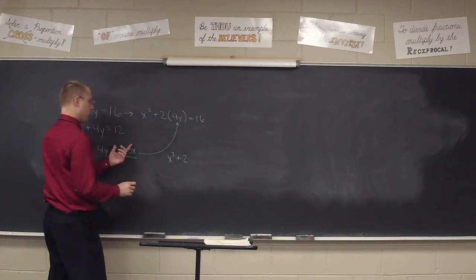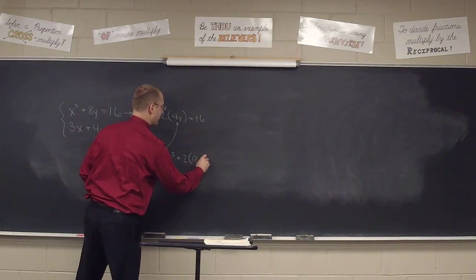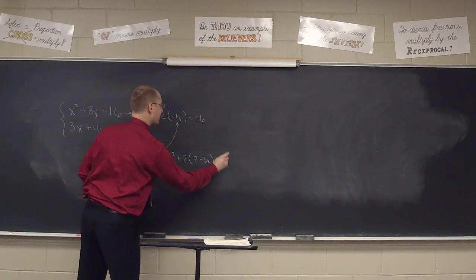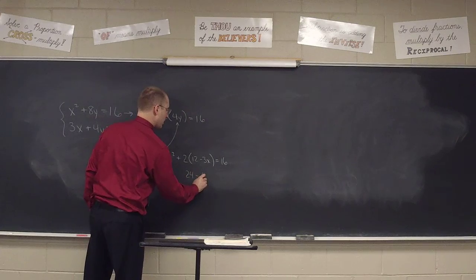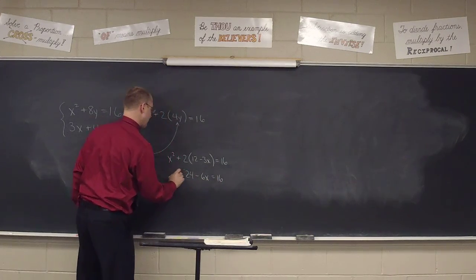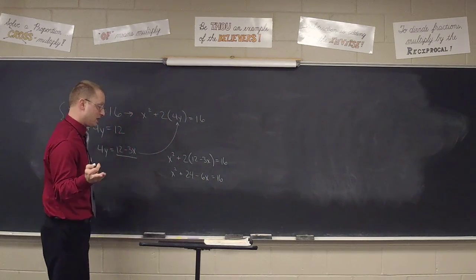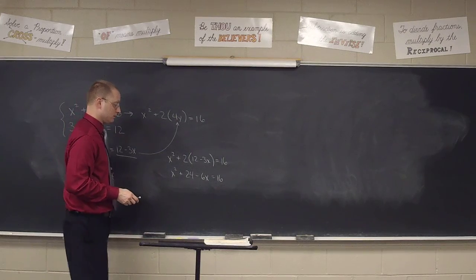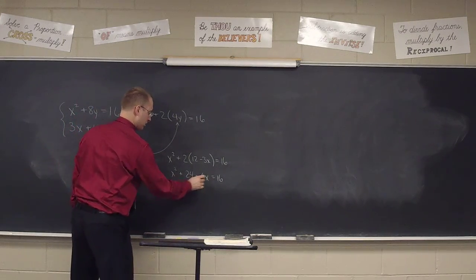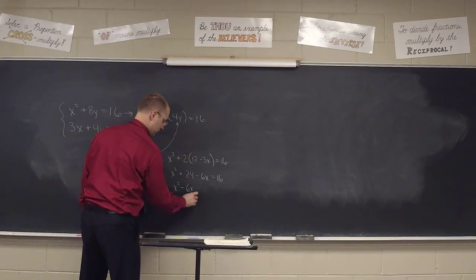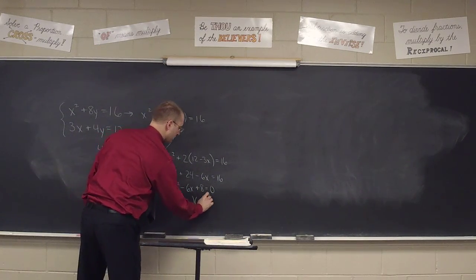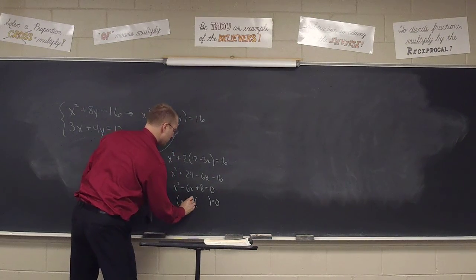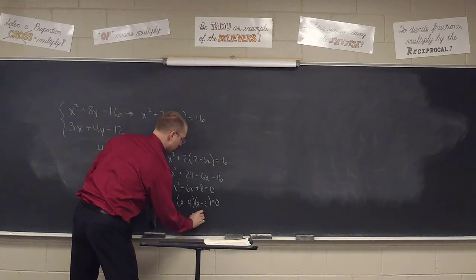Because then I can take 2 times the 12 minus 3x. Jamie, pick it up from here. That gives you 24 minus 6x. And of course, we have the x squared at the beginning still. Then from here, I did the same thing. I moved the 6 over as a negative and got x squared minus 6x plus 8. Then factoring backwards, I got x minus 4 and x minus 2, which gave x to be 4 and 2.